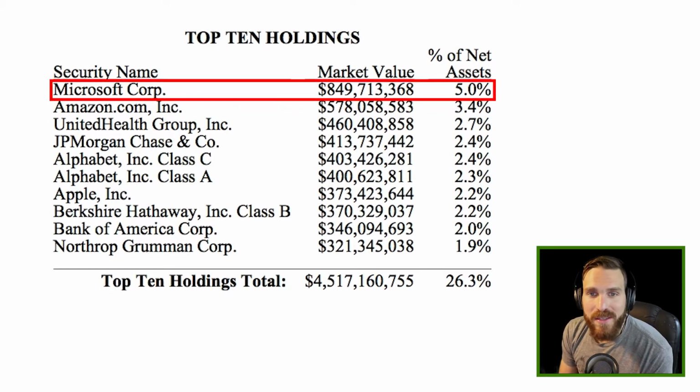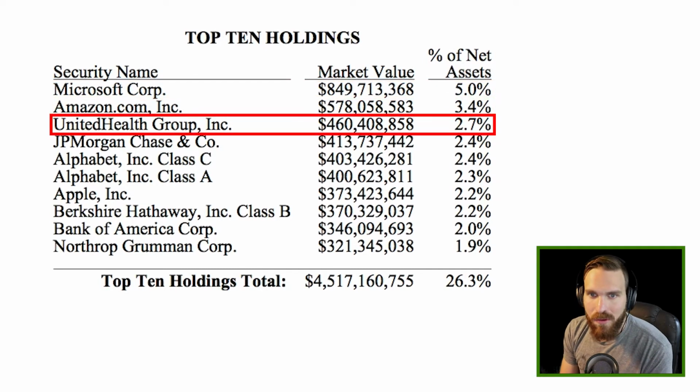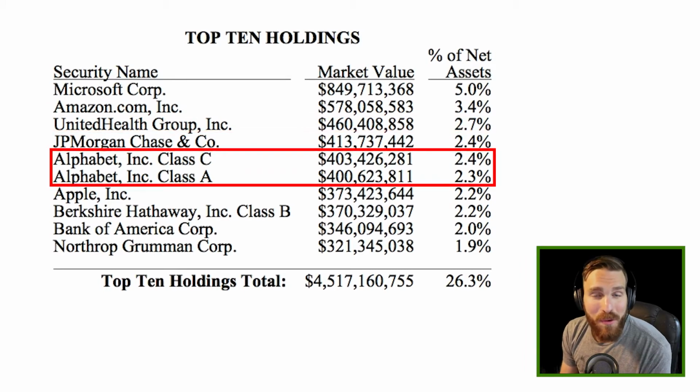The very first one we see is Microsoft. Yeah, I think we've all heard of Microsoft before. And about 5% of the portfolio, $849 million, is invested in Microsoft. That's a lot of money. Amazon is next. Of course, everyone's heard of that. United Health, JP Morgan Chase. And then we see Alphabet, which is actually Google.